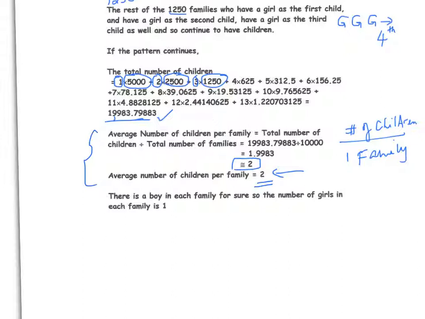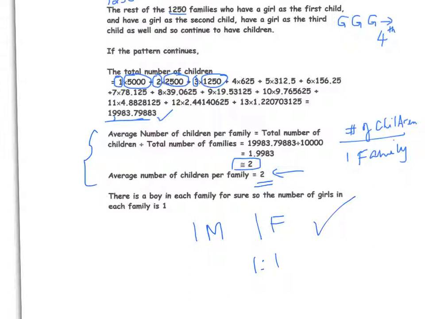Now, if you think about it, every family has exactly one boy child, exactly one male child. So if the average number of children per family is 2, then the other child would have to be a female. So each family on an average would have one male child and one female child. So even the proportion of males to females is still intact. It's 50-50. It's 1-to-1, which is 50-50.